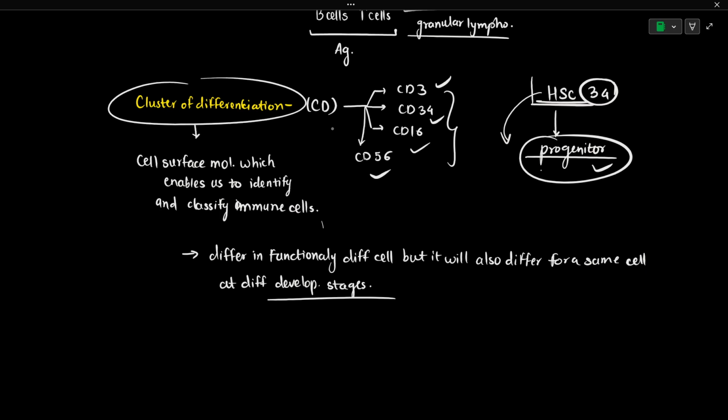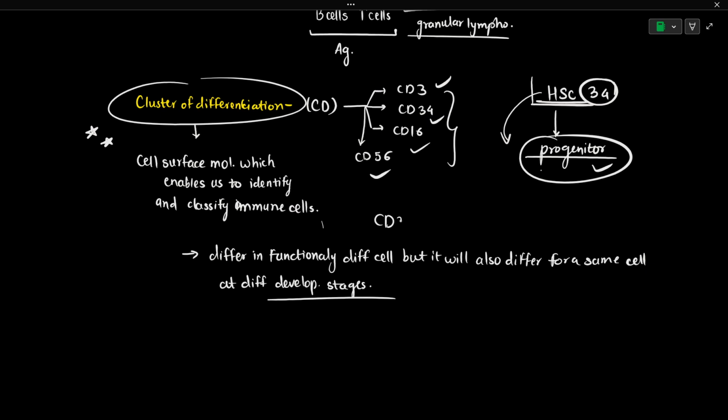For that purpose, we use a set of monoclonal antibodies which specifically bind to those surface proteins, and this whole protocol of identifying those different classes of cell surface proteins is known as cluster of differentiation. The nomenclature of cluster of differentiation is according to the order in which they were found.